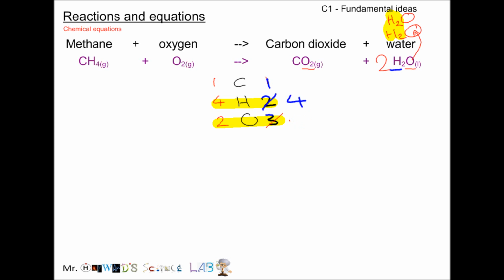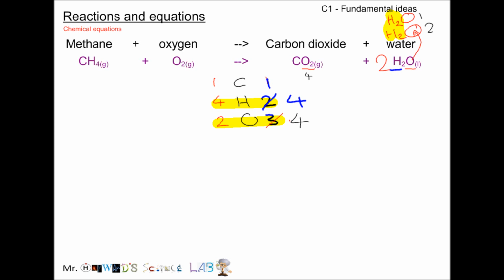And it changes the oxygen as well. Okay, so we started off with 3 oxygens. We've now got 1, 2, and 2 here, so that's 4. So we've got 4 oxygens. And that's unbalanced. That's still made the oxygen unbalanced, but it's even made it more unbalanced now. But the hydrogen and carbon are balanced.